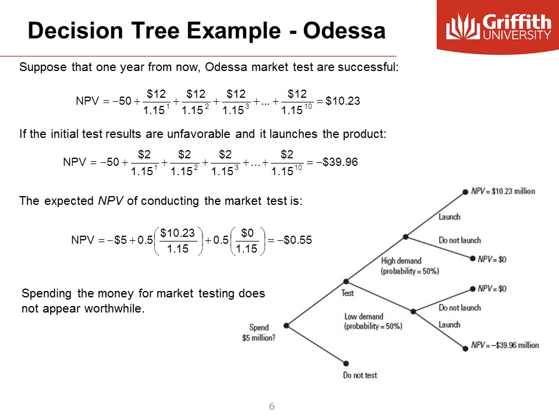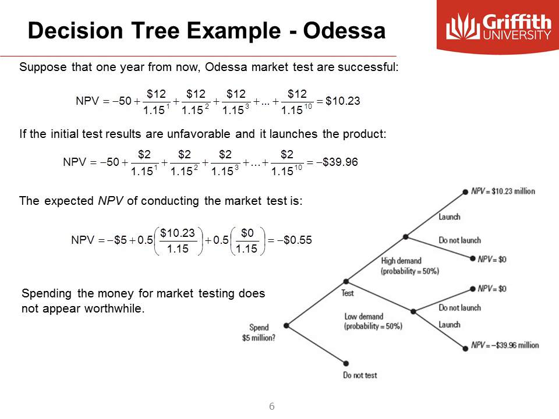To work through a decision tree, begin at the end and then work backwards to the initial decision. If the test market is successful, the NPV of launching the product is $10.23 million. However, if the initial test results are negative and the company launches the product anyway, it will have an NPV of negative $39.96 million.